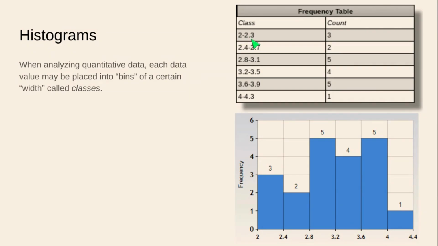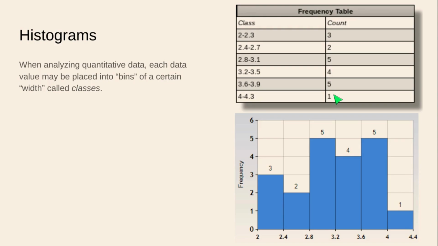All right, so moving on, we have 2.4 to 2.7. Apparently, we're rounding to the nearest tenth. And there are 2 values that fit into this class. There are 5 values that fit between these class limits, and so on and so forth. And so we make a bunch of bins here, and then we see how many data values fall into each of those bins, and that gives us a distribution of quantitative data.